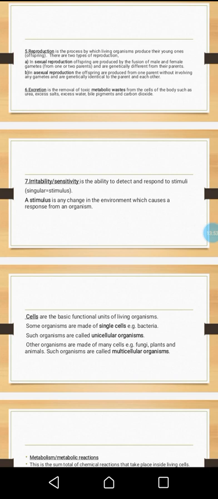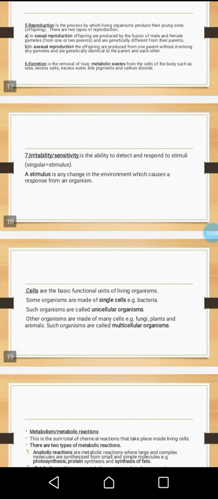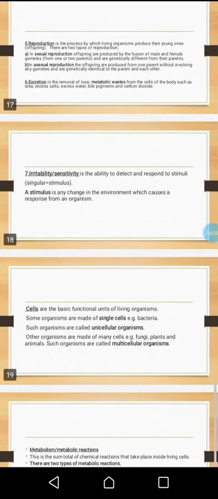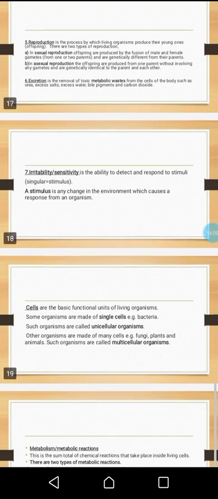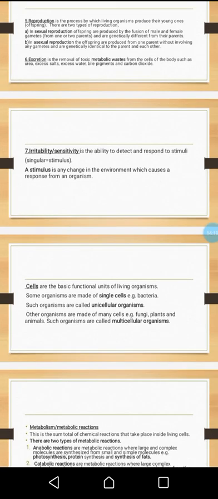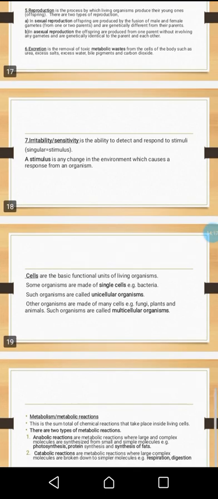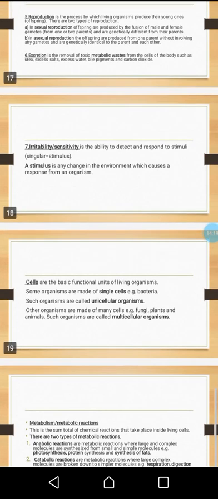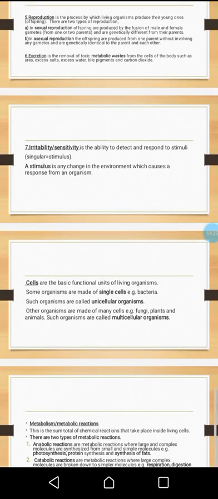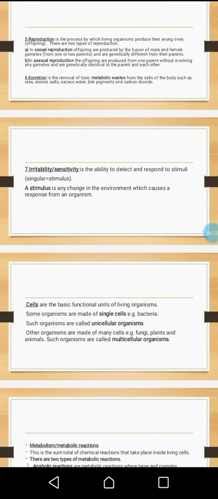So the offspring produced are not genetically identical. They don't look alike, although there are some resemblances, but not completely. Asexual reproduction: the offspring are produced from one parent without involving any gametes and are genetically identical to the parent or each other. I'll give an example of cassava. The way they produce cassava, you just cut the stems and you plant, okay? It will start shooting, and the cassava that you plant from different stems, they will look the same.